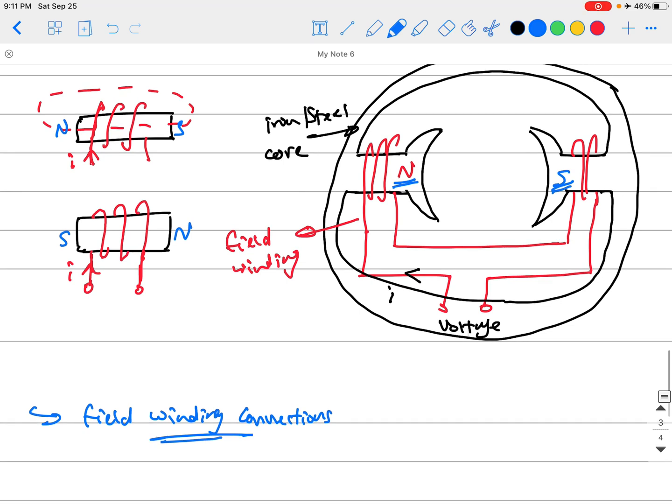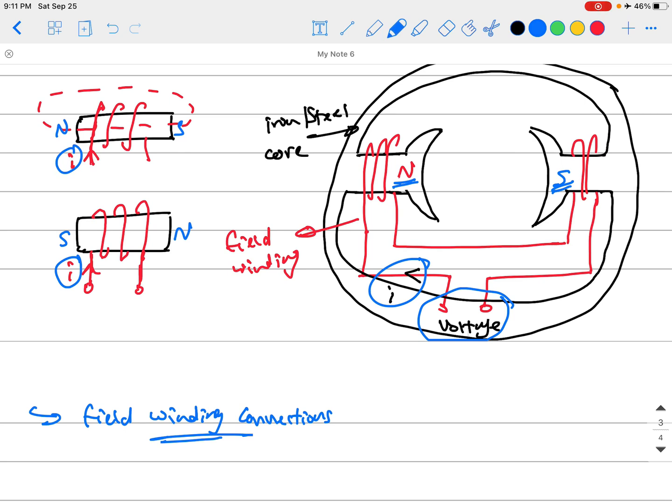Keep that in mind, all the time you will need voltage applied to the field winding, because we need a current moving through these windings to create the magnetic field. We need a current moving through the coils, otherwise we will not create a magnetic field inside the machine. And the magnetic field is our medium of the energy conversion.